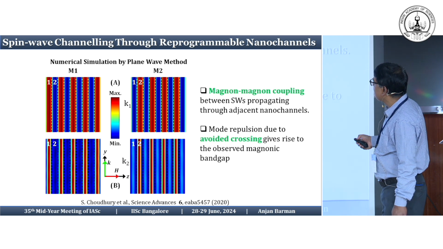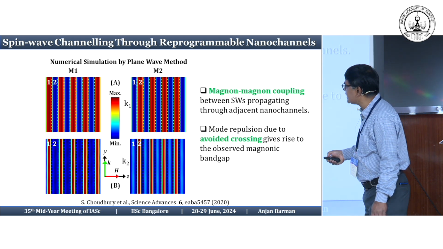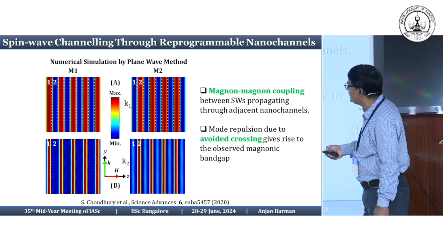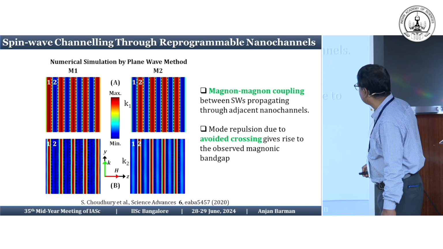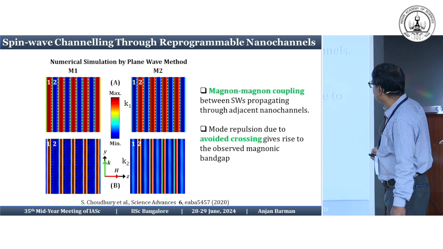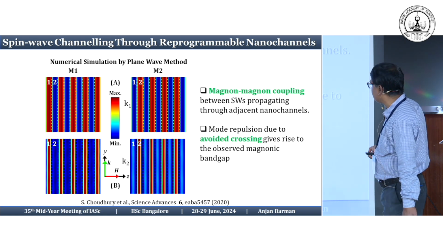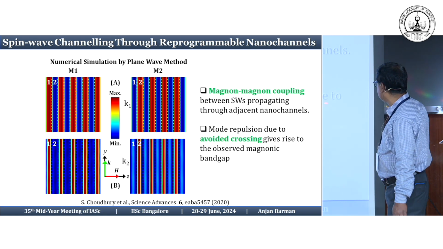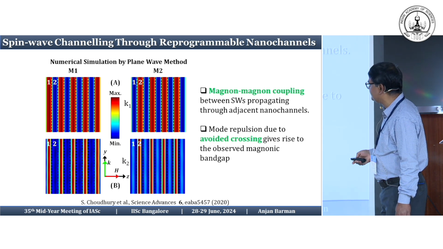And when we do the numerical calculation by using the plane wave method, we see that through channel 1 only spin wave mode 1 is propagating, whereas through channel 2 spin wave mode 2 is propagating. And there is a mode repulsion due to the magnon-magnon coupling in these two channels, which is giving rise to the avoided crossing and the observed magnonic band gap. And this is for another wave vector.